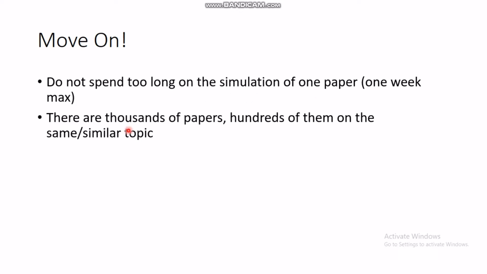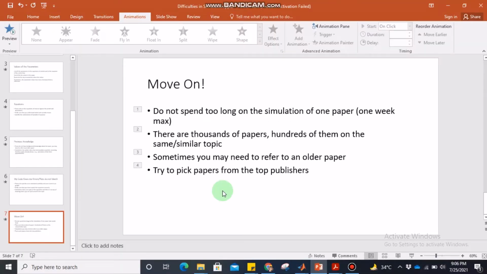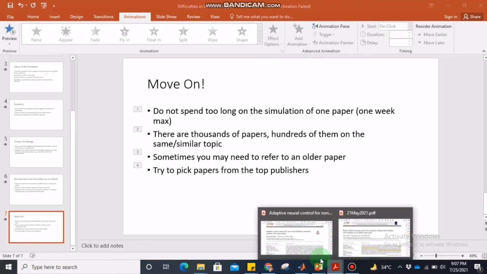If it does not work, then there are so many other papers waiting for you to try them, and there are hundreds of papers on the similar or same topic that you are trying to do research on. And sometimes you may need to refer to an older paper for better understanding and clear concepts. Try to pick papers from the top publishers. So now that I have walked you through some bullet points, let us actually look at some research papers and see how we go about it.